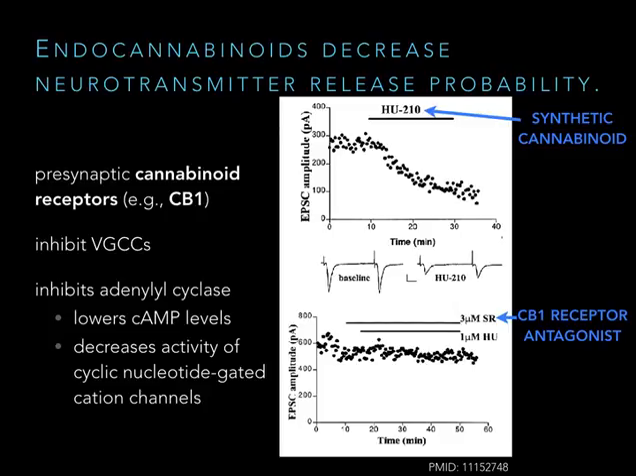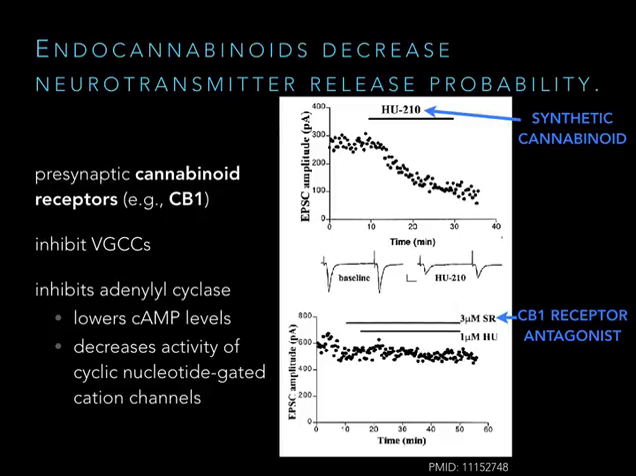HU210 is a synthetic cannabinoid. So this is not 2-AG. You can see the excitatory postsynaptic current amplitude drops after the application of this cannabinoid. And that's because of the activity of CB1 receptors.